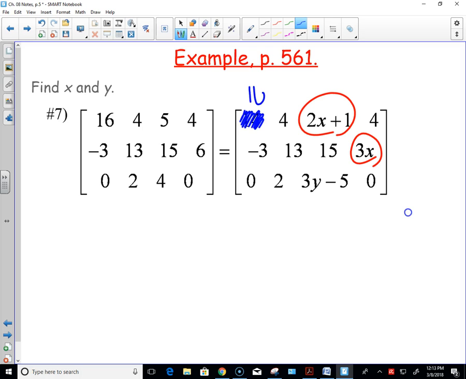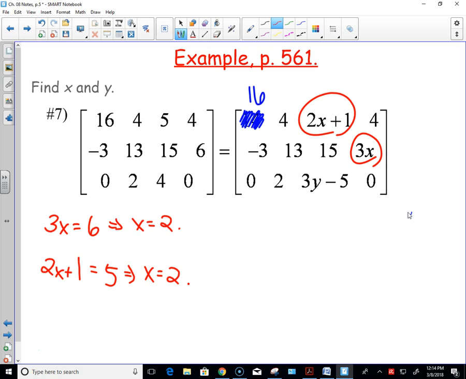So let's say it's a typo, and it should have been 16. Now it's possible. Okay. Now that it's possible, what's x equal? X equals 2, because whether you do 3x equals 6, matching up those two entries, which gets you to x equals 2, or whether you do 2x plus 1 equals 5, you would subtract the 1, 4, divide by 2, 2. Whichever way you go, x equals 2.